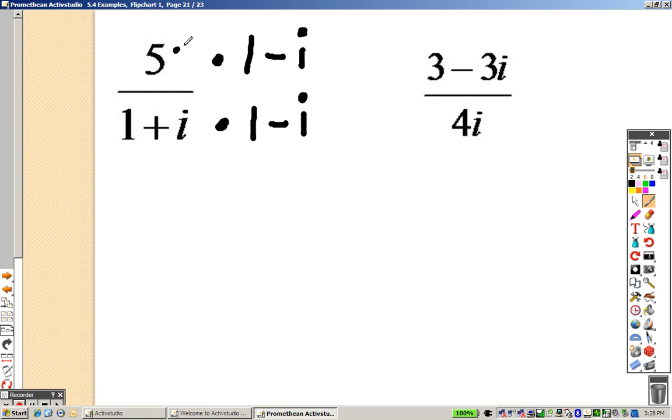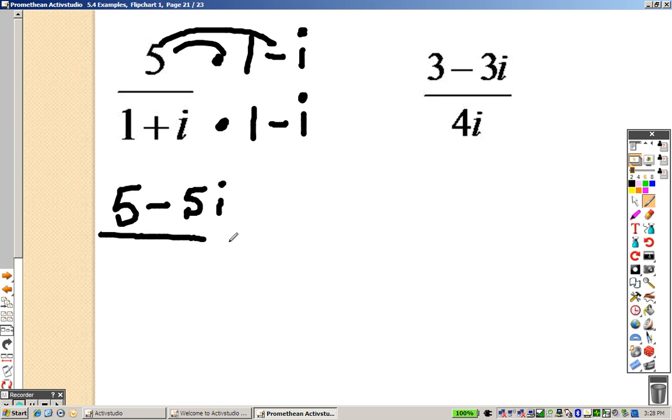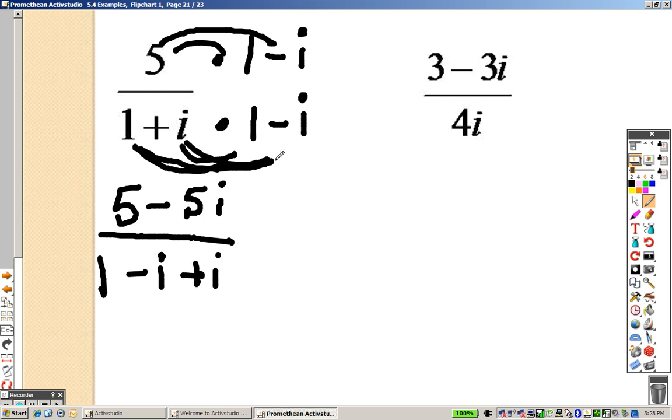So what that means is 5 times 1 is 5. 5 times negative i is negative 5i. So that's what I have on top. On the bottom, 1 times 1 is 1. 1 times negative i is negative i. i times 1 is positive i. i times negative i is negative i squared.